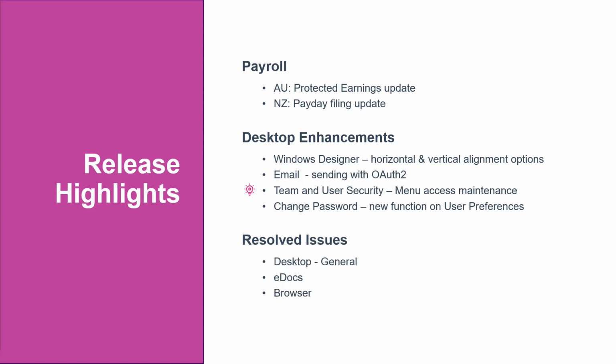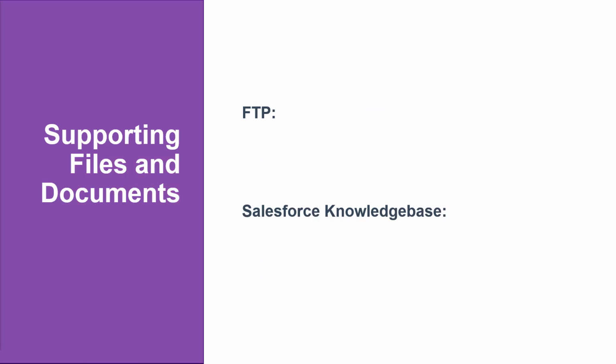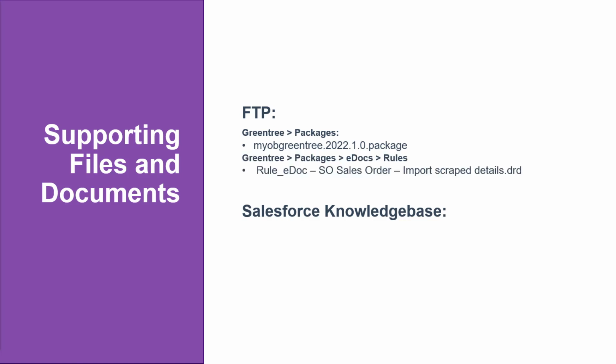And finally, we will cover the issues that have been resolved in the 2022.1.0 release in the Greentree Desktop, eDocs and browser. The 2022.1 package is on FTP in the Greentree Packages directory. A new rule for eDoc sales order import scraped details is also up on FTP. This corrects scraping of a customer's purchase order number.